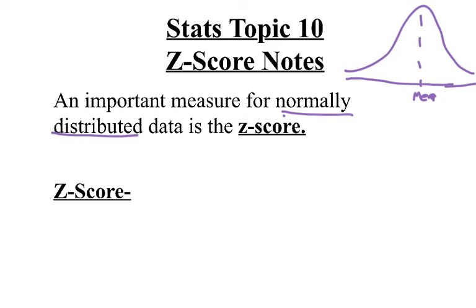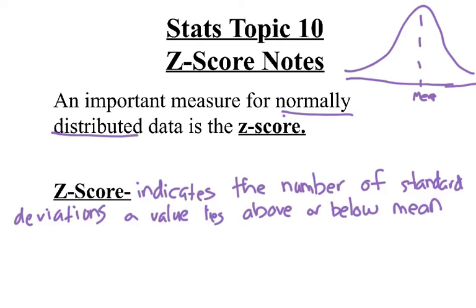What z-scores let us do is help find how many standard deviations above or below the mean a value is. So a z-score, again, is the number of standard deviations a value lies above or below the population mean. Once you find the z-score, you should also have a z-score table that was passed out, and that tells you the probability of getting a certain z-score.